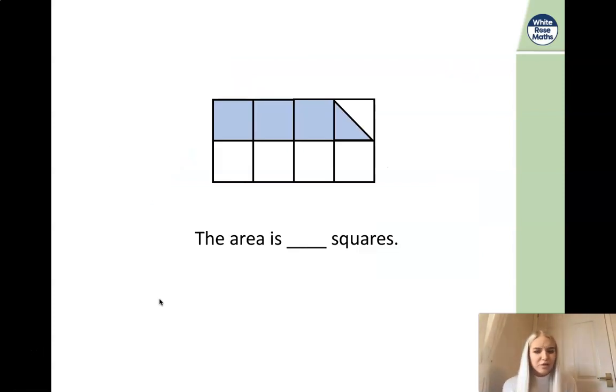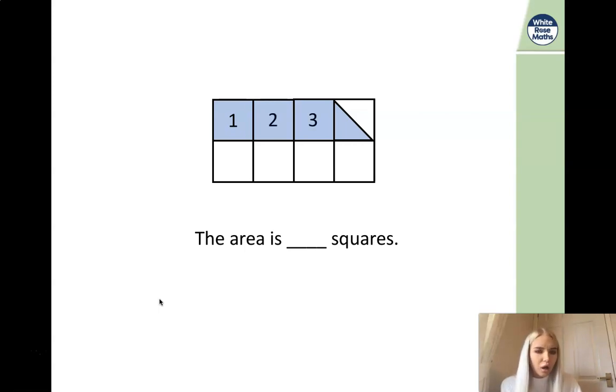Now, we want to work out the area of this shape, but we only want to work out the area of the coloured squares, the blue squares. Now, have a think, how could we do this? Just pause the video. Okay, well what we can do is count all the whole squares. So let's do that now. 1, 2, 3 whole squares.